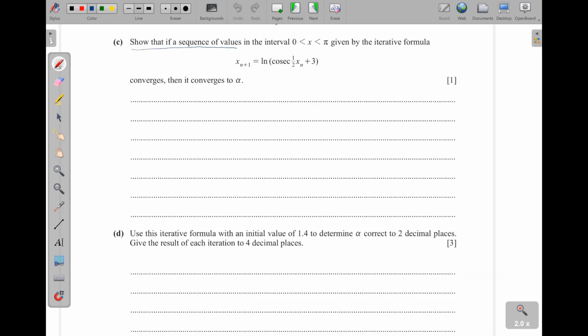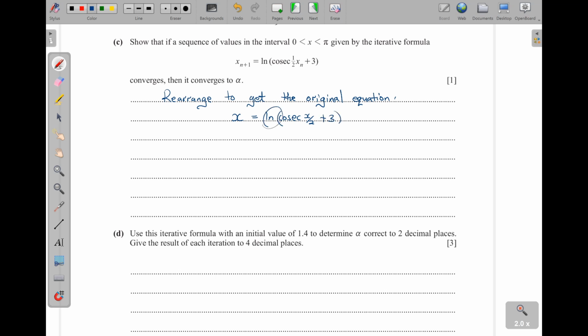Part C: show that if a sequence of values in the interval 0 to pi given by the iterative formula converges, then it converges to alpha. The only thing you're supposed to do here is rearrange to get the original equation. The original equation given, so just drop the indices which you are seeing here. So we shall have x equal to the natural log of cosec of x over 2, then plus 3.